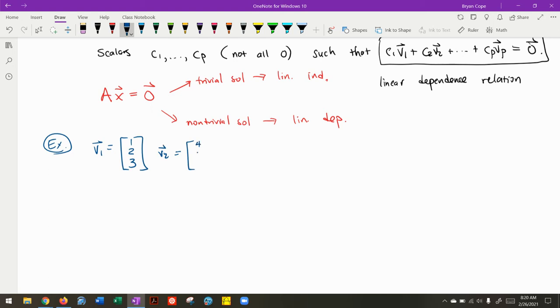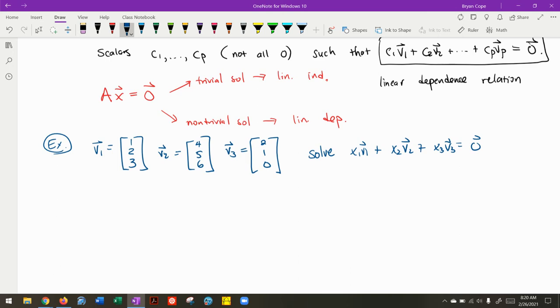V2 equals the vector 4, 5, 6. And V3 equals the vector 2, 1, 0. And the question is, is this set linearly independent? Well, to answer that question, we have to solve x1 v1 plus x2 v2 plus x3 v3 equals 0. In other words, are there scalars that we can put in front of each of these vectors to reach the 0 vector?